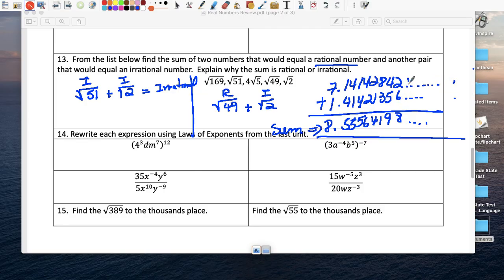So I can add these, and now I'm going to keep adding, keep adding. I'm never going to stop adding, right? So my sum is going to be a decimal where I'm still adding the place values on the right side, and on and on, forever and ever. So the sum is still irrational.